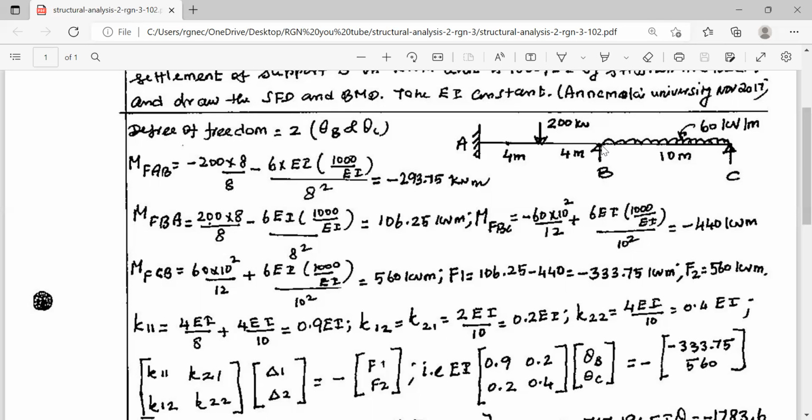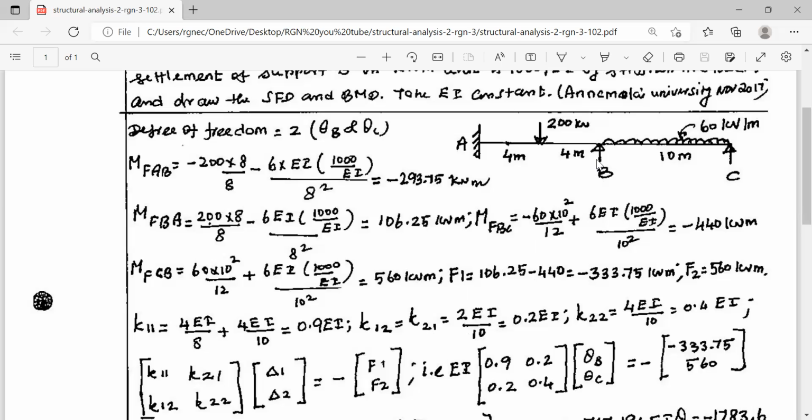We are applying the rotation at B, and we are calculating the moment at 2. This is point number 1 and this is point number 2. So here you are applying the unit rotation. That is, 1 is the point where the rotation is applied, 2 is the displacement number, that is theta c. You are calculating the moment induced at 2. That is this point. So that is equal to 2EI by L.